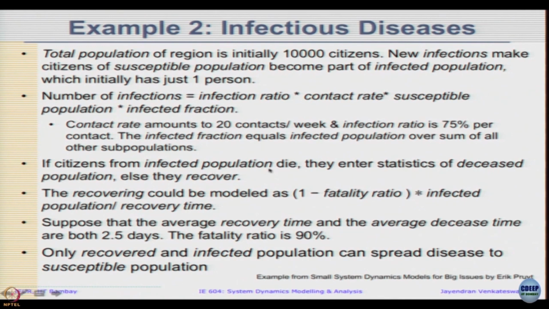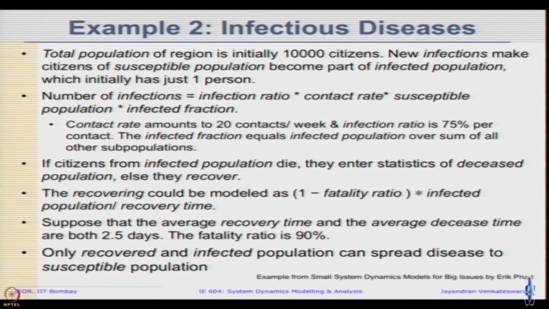If citizens from the infected population die, they enter the statistics of the diseased population, else they recover. Okay, now it is interesting. Now we have a diseased population and a recovered population. So we have susceptible, infected, diseased and recovered. The recovering could be modeled as (1 minus fatality ratio) times the infected population divided by the recovery time. So how long it takes to recover affects that. Suppose the average recovery time and the average disease time, that is the average time it takes to die, are both 2.5 days. The fatality ratio is 90%.